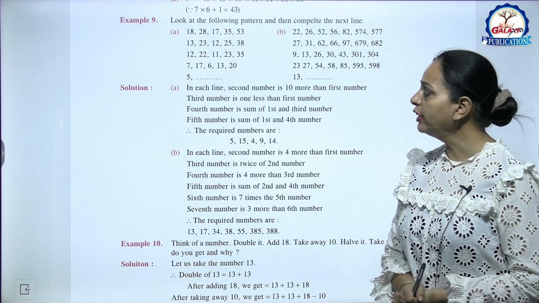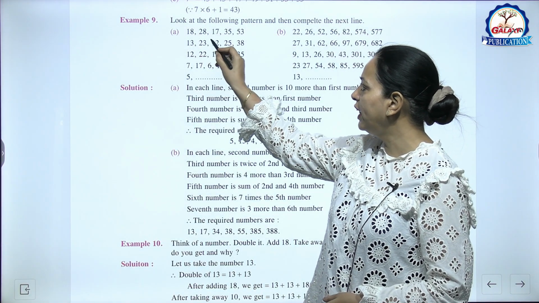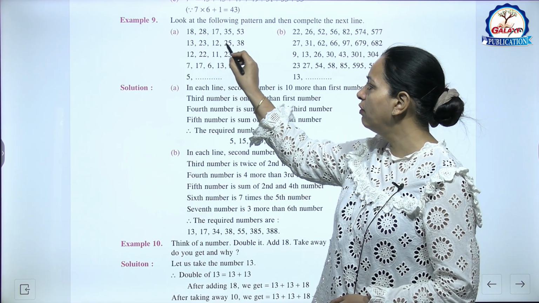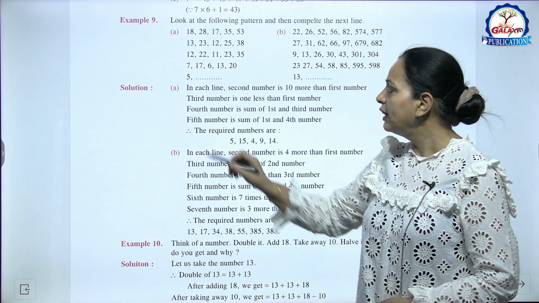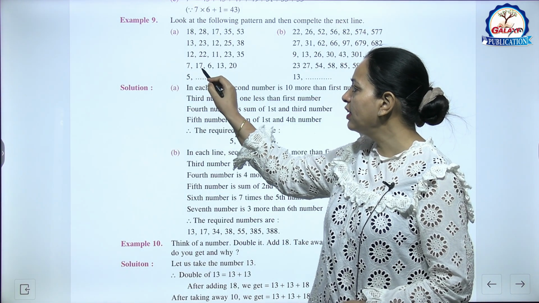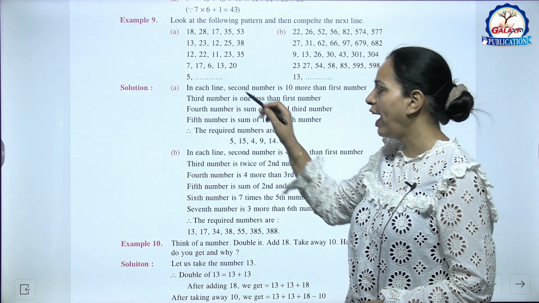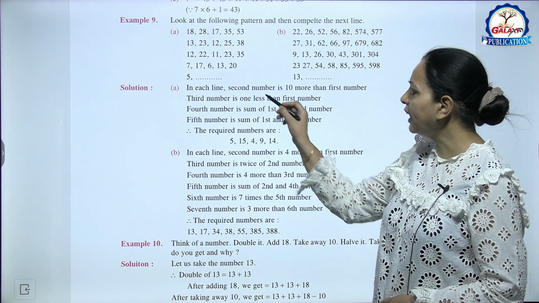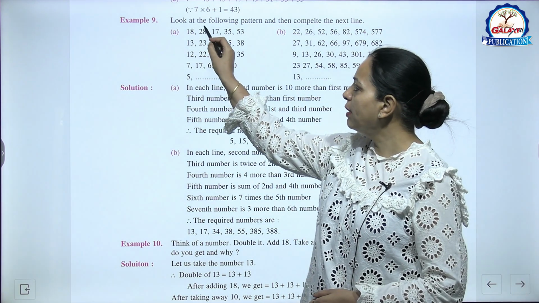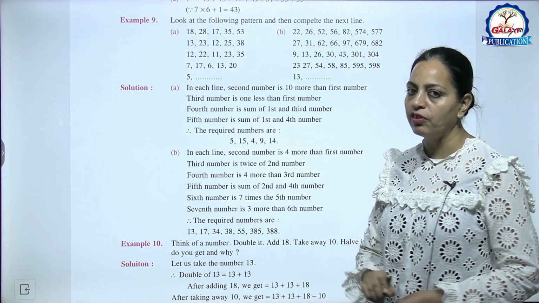Now example 9, look at the following pattern and then complete the next line, like A part 18, 28, 17, 35, 53, 13, 23, 12, 25, 38, then here 12, 22, 11, 23, 35, then 7, 17, then 6, 13, 20 and then 5 dash dash. Now in each line second number is 10 more than the first number. See here 18 plus 10 28. Okay, third number is 1 less than the first number.